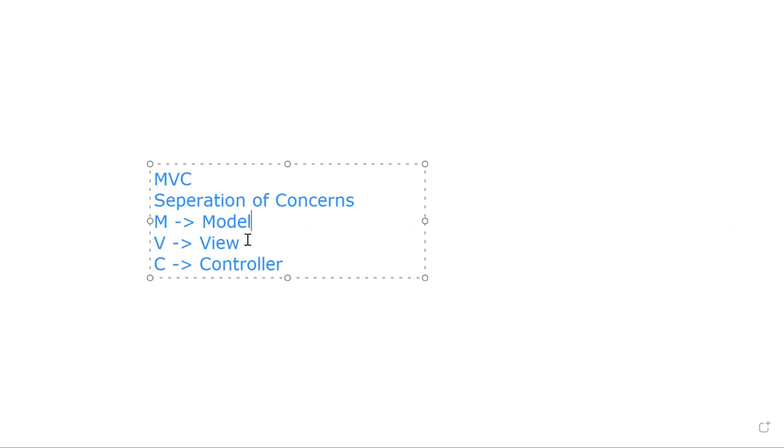In the previous session we discussed that we have three layers: BLL, business logic layer, data access layer, and presentation layer. When comparing with MVC, we can compare the model with the data access layer, the view with the presentation layer, and the controller with the business logic layer. So MVC is a separation of concerns used for designing different types of web applications by separating the layers from one another. That is called MVC.